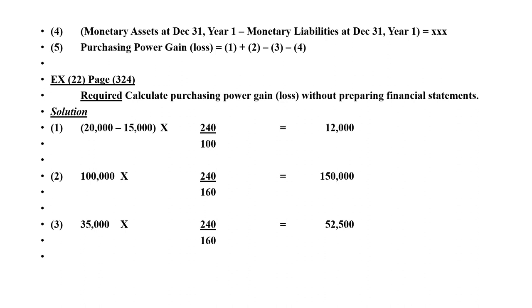Second step: sales, 100,000 times the current price index, which is 240, over the average price index, 160. The result is 150,000. Step number 3: purchases, which is 35,000 times 240 over 160, equals 52,500. 240 is the current price index, and 160 is the average price index.